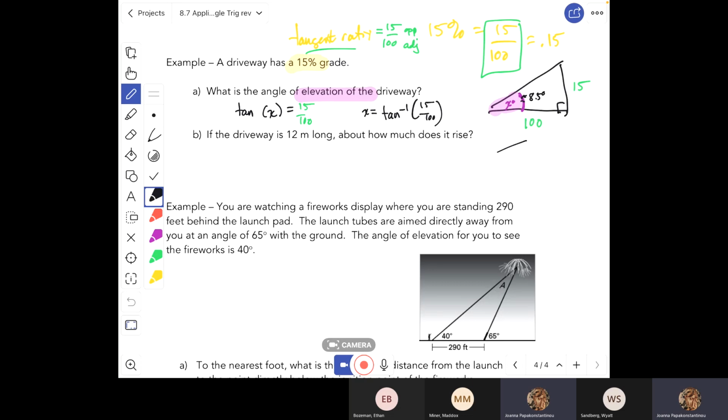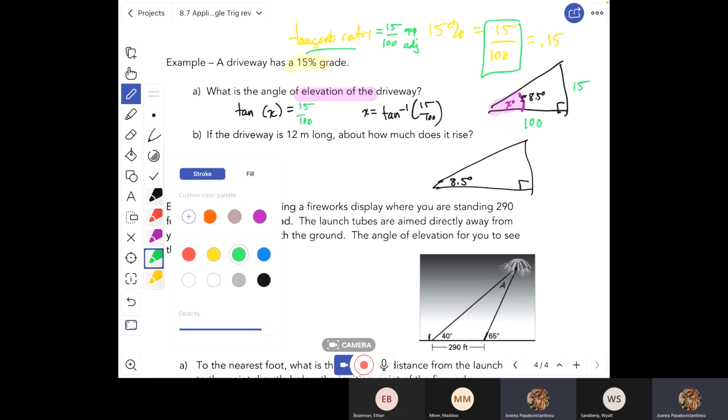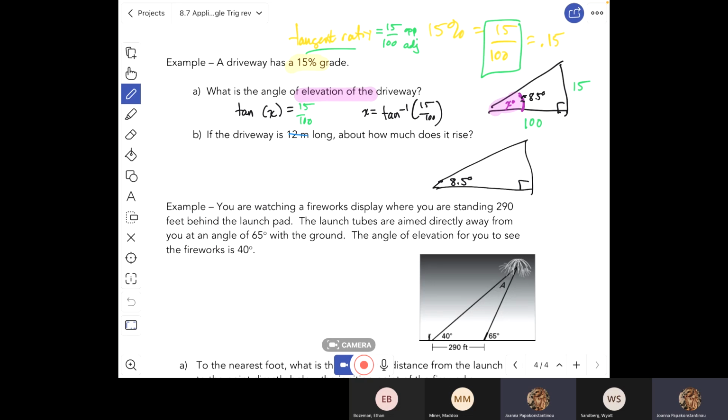Okay, so now let's go back to that information because I wasn't giving lengths. I was just giving a grade. So that's just telling me a ratio. So now I have that this is 8.5 degrees. That's a right angle. And I know that the driveway is 12 meters long, sorry, my apologies. So what does that represent in this triangle, that 12 meters long? The hypotenuse.